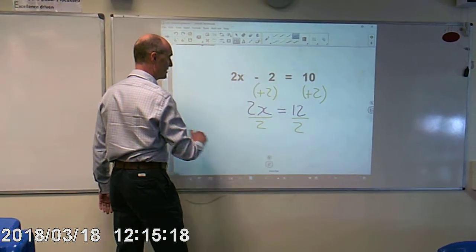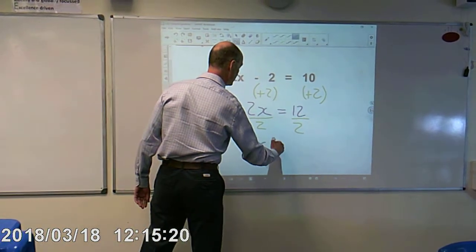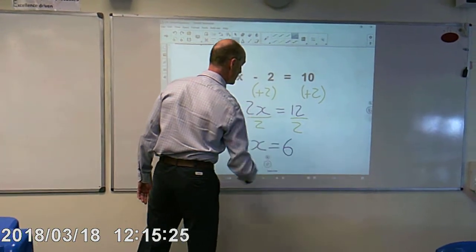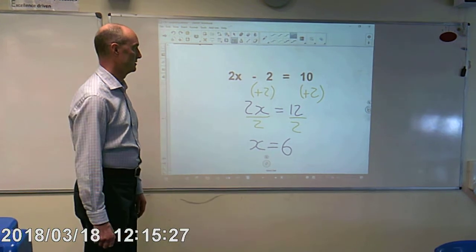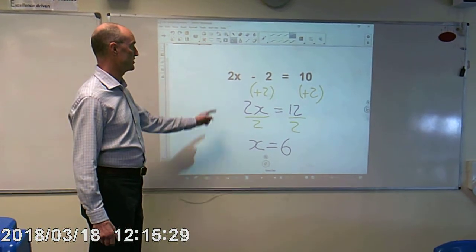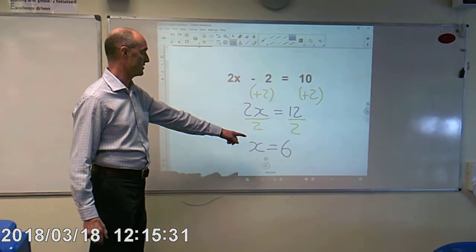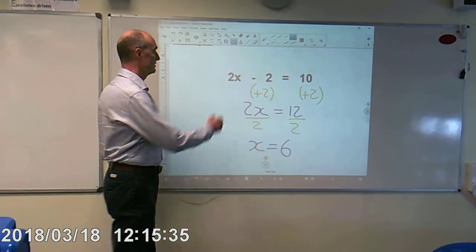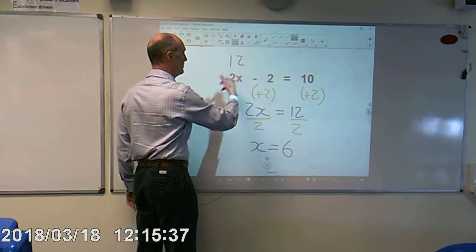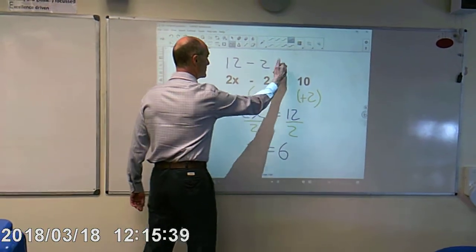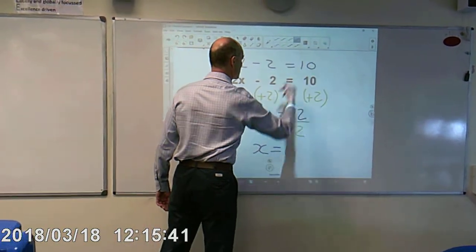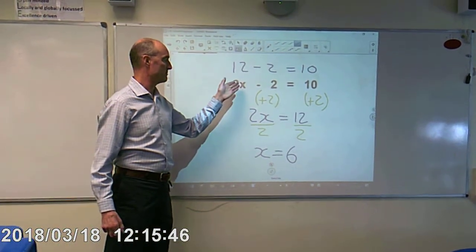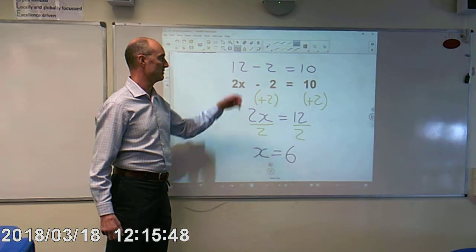That means we've now got the x on its own. 12 divided by 2 gives us a value of 6 for x. Does that work? We substitute the value of x equals 6 into this equation here. 2 lots of 6 is 12. Take away 2. Does it equal 10? Yes, it does. So that value of x does work. We put it back into the original equation.